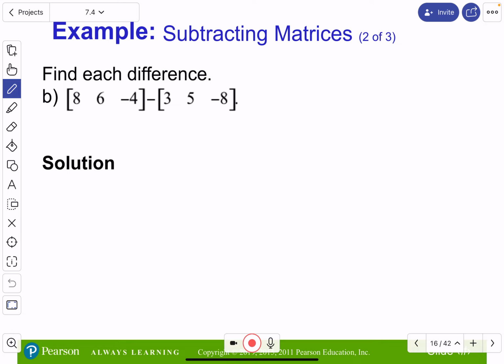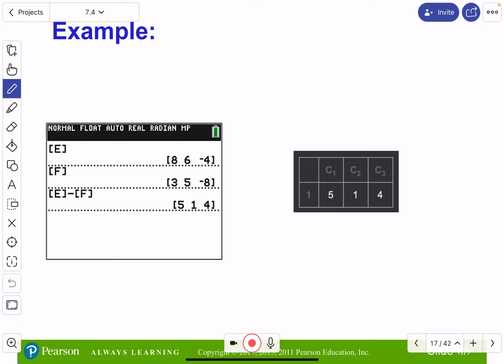So you try this one. The answer should be 5, 1, 4. 8 minus 3 is 5. 6 minus 5 is 1. Plus negatives. There you go. You can enter them in the calculator and then subtract. You can do it on the website. You can do it by hand. It's up to you, whatever's easier.